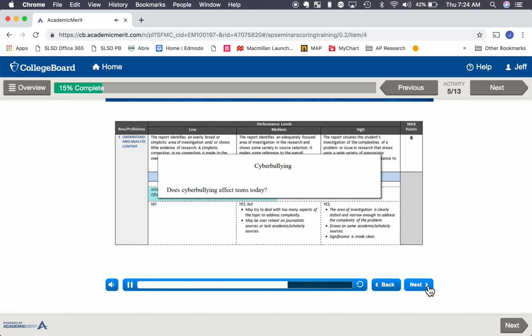Compare that to the topic for Sample 5, cyberbullying. This topic is overly broad and the exact focus of the report is unclear, as it asks the question at the top, does cyberbullying affect teens today? But the report goes on to list tips for children, parents and schools on how to avoid it.